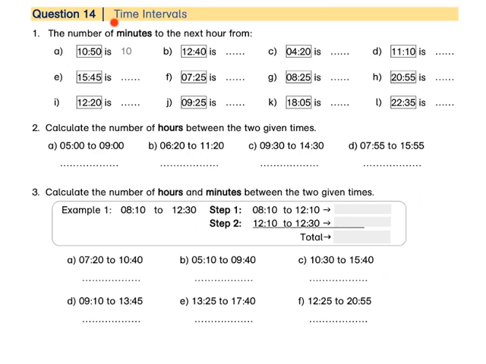Question 14. Time intervals. Number 1. The number of minutes to the next hour from 10:50 is 10 minutes.